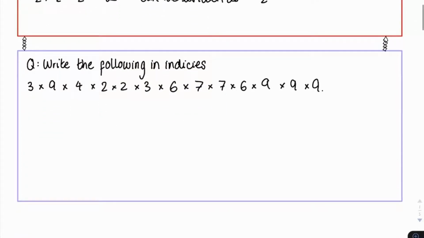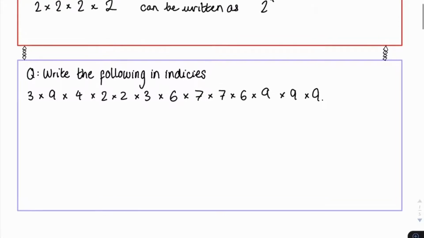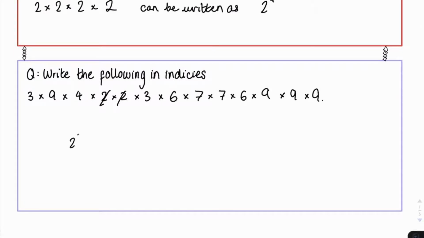So if we wanted to write the following in indices, we have to take all the numbers that are multiplied by themselves and that are the same number and write them to the exact same power. So here we can see we have 2 2's, so that will be 2 squared. How many 3's do we have? We have 2 3's, so that's multiplied by 3 squared.